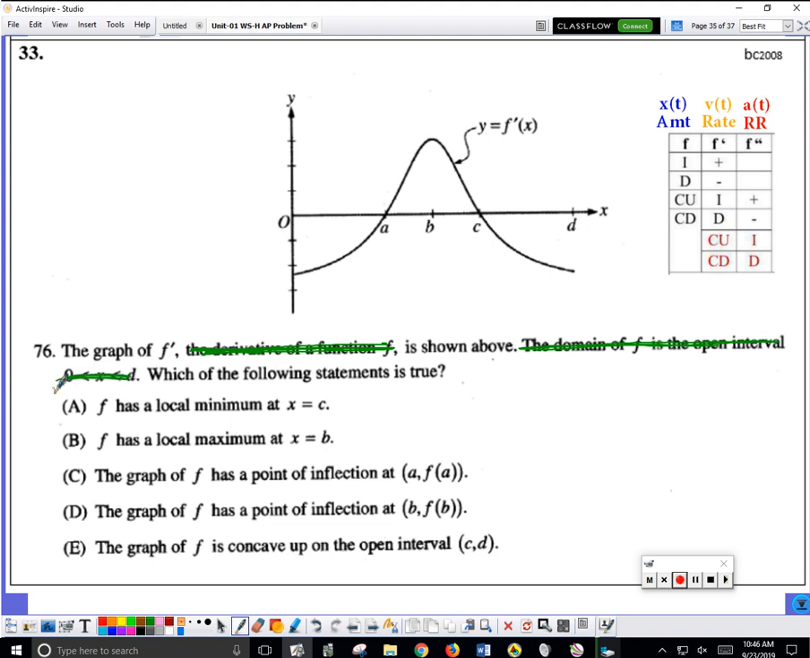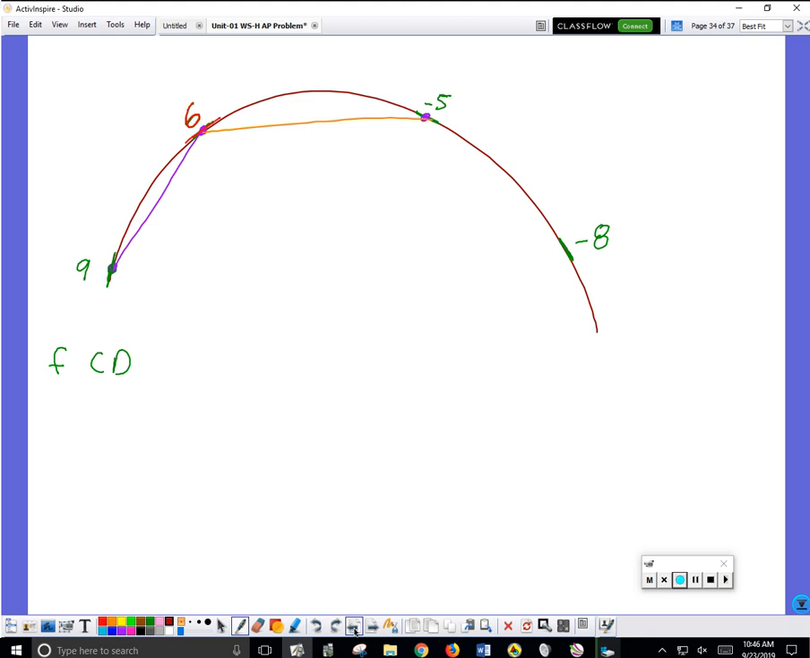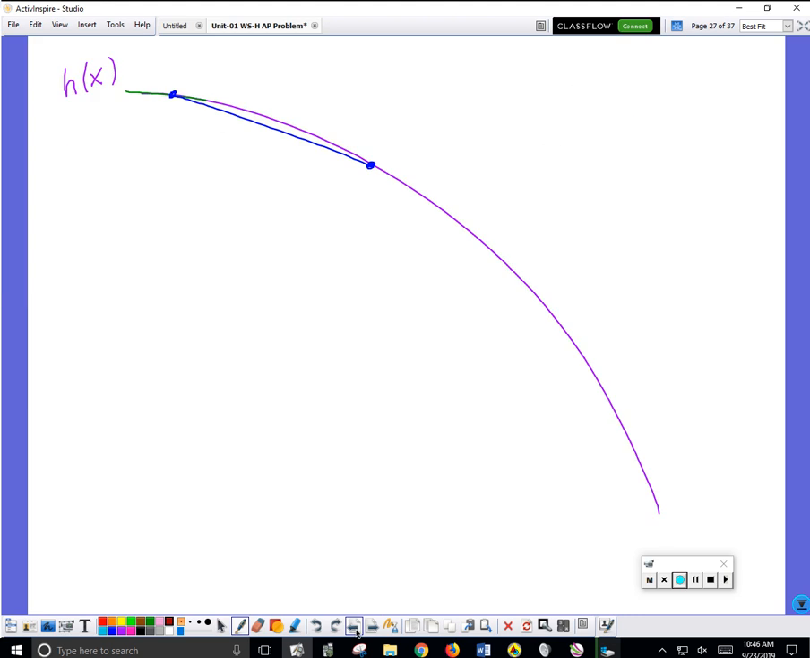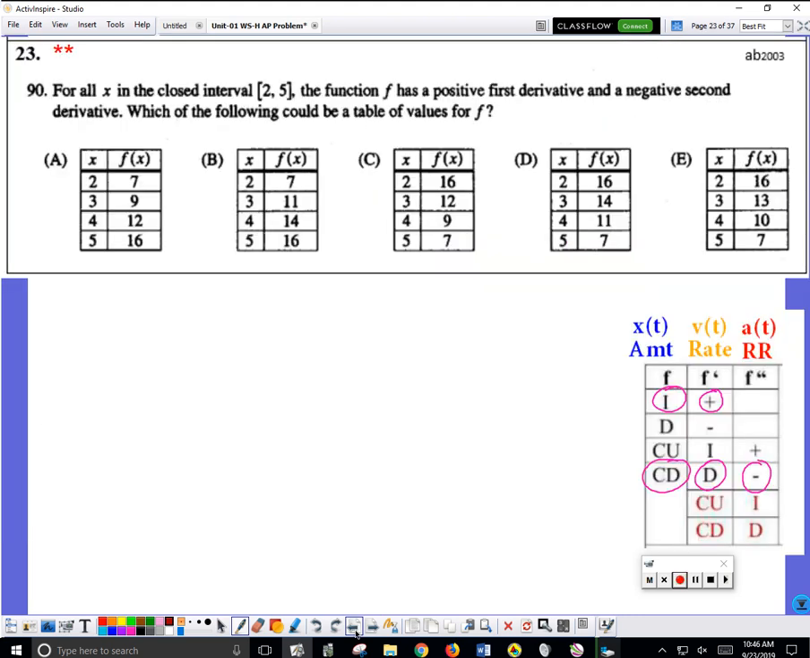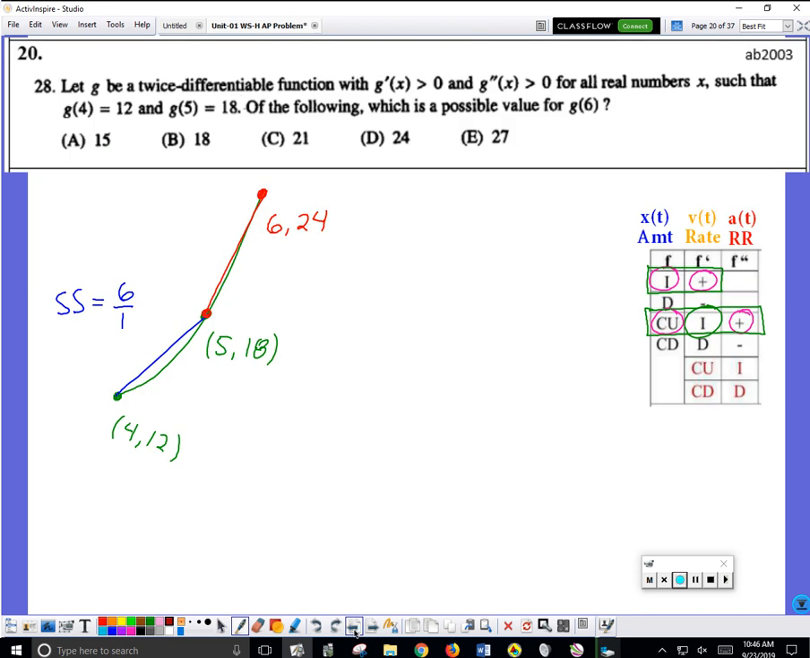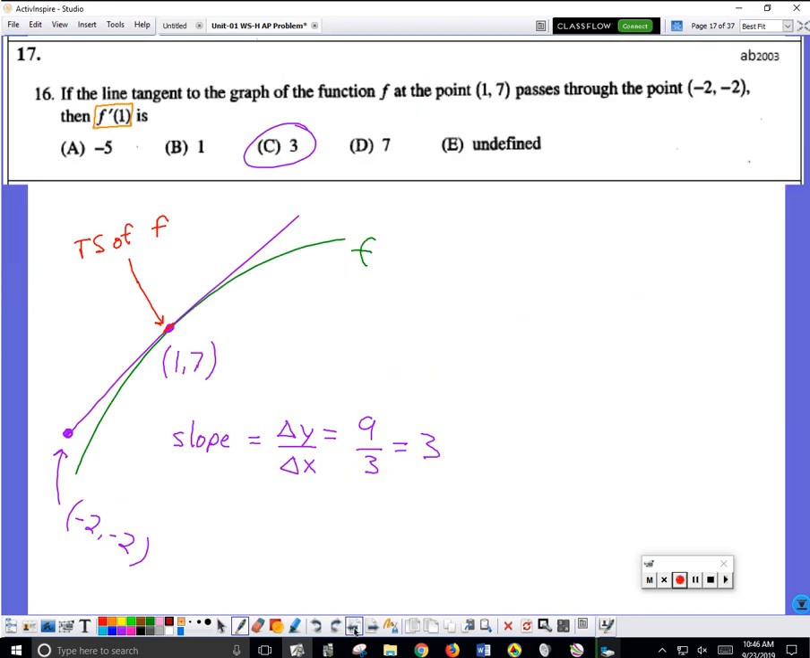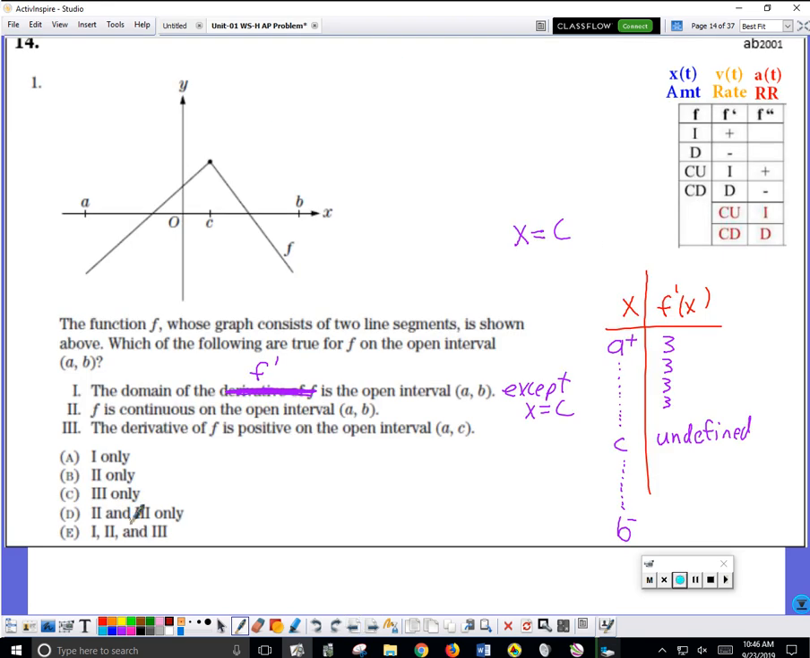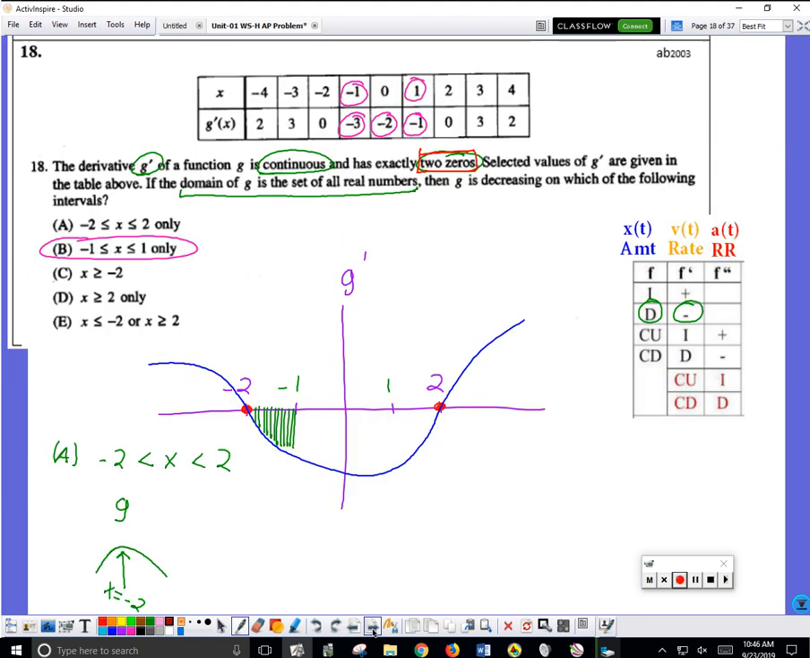Which of the following statements is true? There's never more than one correct answer. If there's more than one correct answer, they'll do the format where they'll say, which of the following statements is true? And then they give you options I, Roman numeral 1, Roman numeral 2. There we go. So if they give you this format, then yes, several of these can be true. But in 33, where they say which of the following is true, it's only going to be one of the 5.